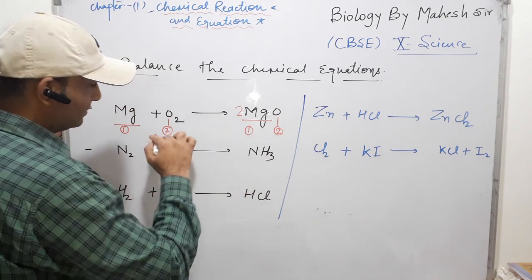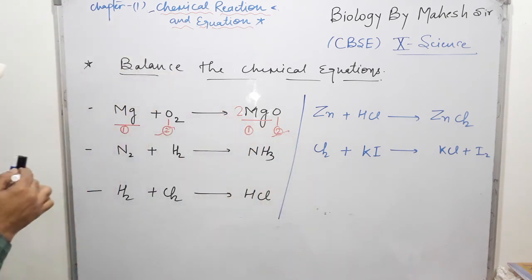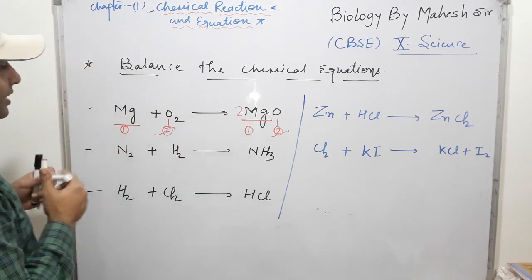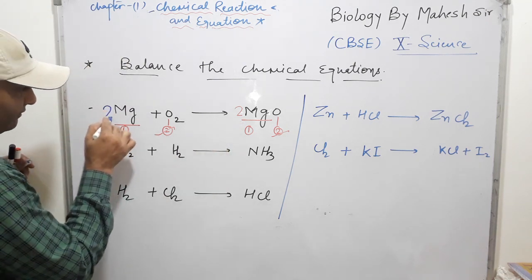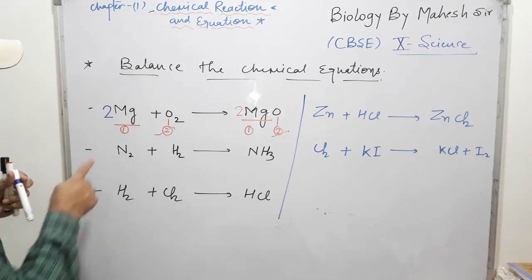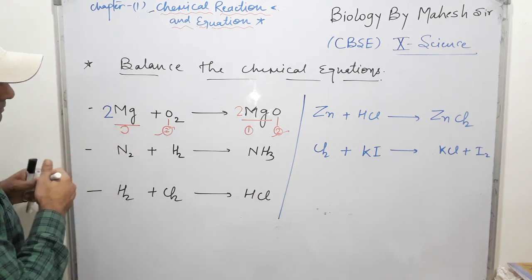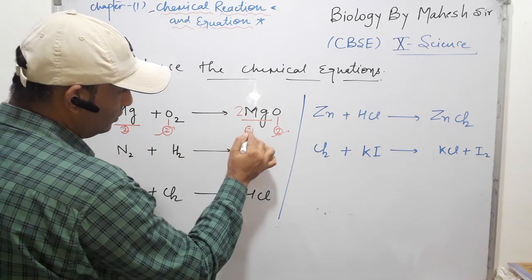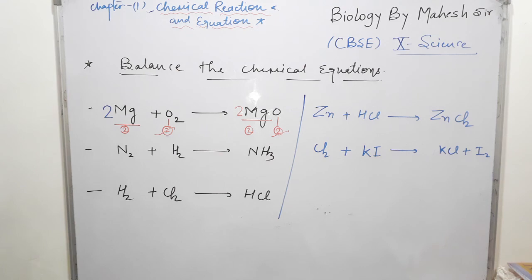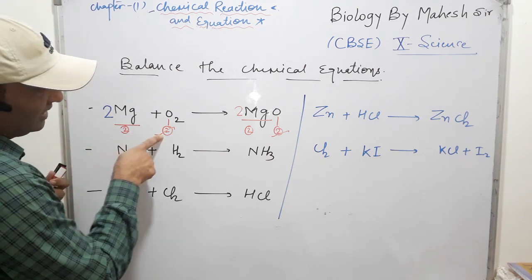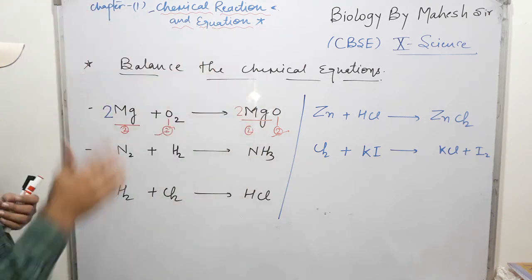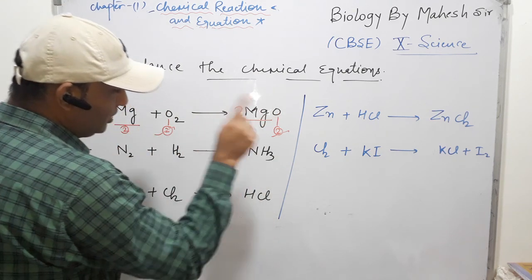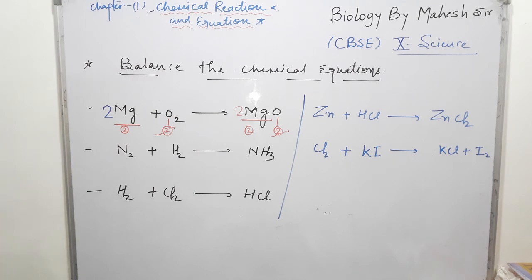Now oxygen is balanced. So magnesium is now imbalanced: 2 magnesium on the right and 1 magnesium on the left. So we write 2 in front of the left hand side magnesium. So the total number of magnesium is 2 and here also 2. So Mg is also balanced. Magnesium balanced, oxygen balanced. So 2 Mg plus O2 react and produce 2 MgO. It is a balanced chemical equation.